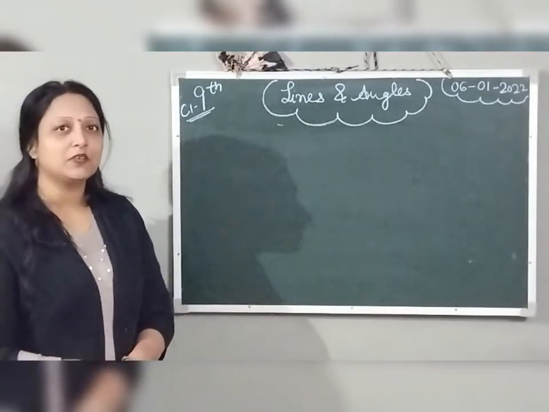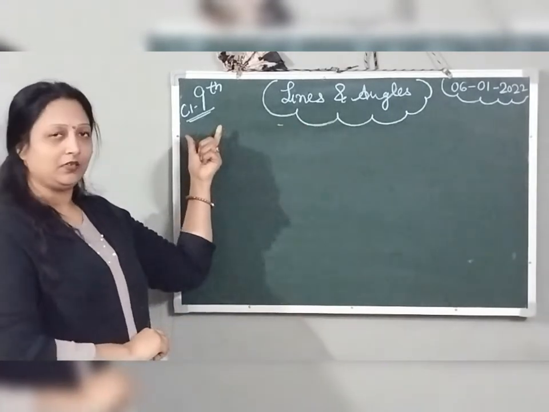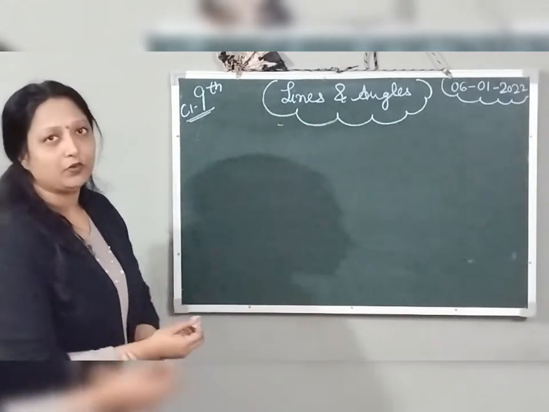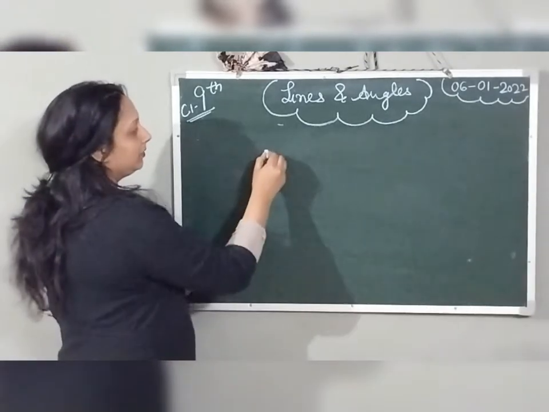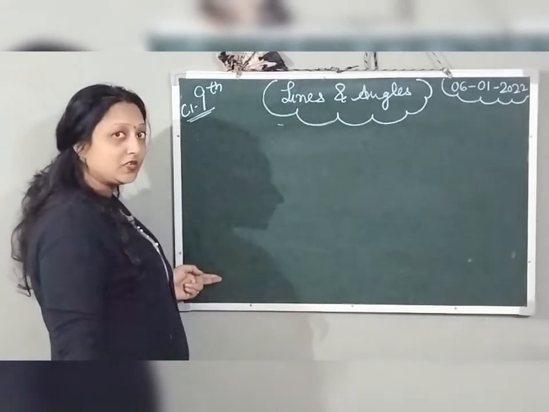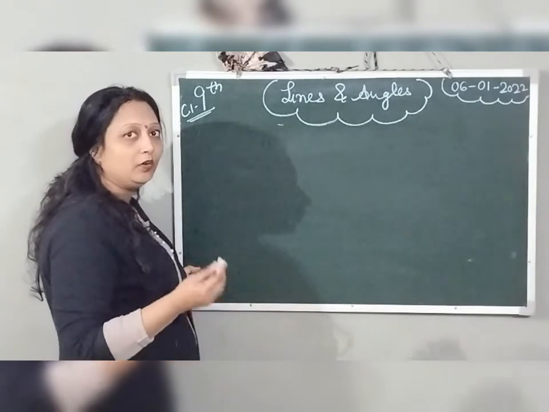Let us talk about some of the points about the lines and angles chapter from class 9th. Let us take a look. If we talk about the smallest figure in geometry, that is called a point. It has no length, no breadth and no volume.